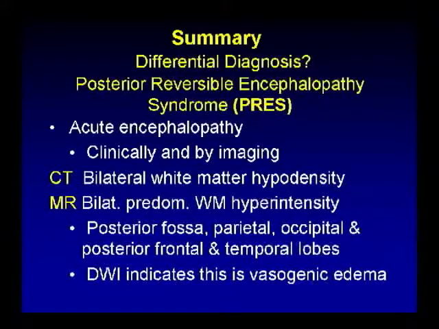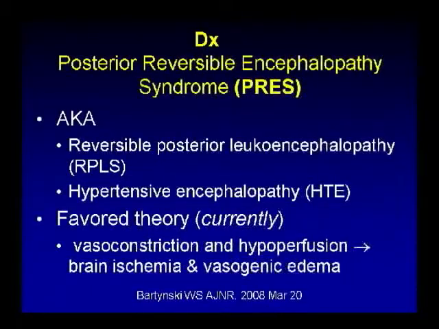So bilateral white matter hypodensity, bilateral predominantly white matter hyperintensity. And the diffusion has told you this is vasogenic edema, this is not an ischemic process or a demyelinating process. And this is a classic appearance of PRES, posterior reversible encephalopathy syndrome. There are a number of other names, but they're trying to keep everything down to one name now, and this is the preferred terminology for this disorder.